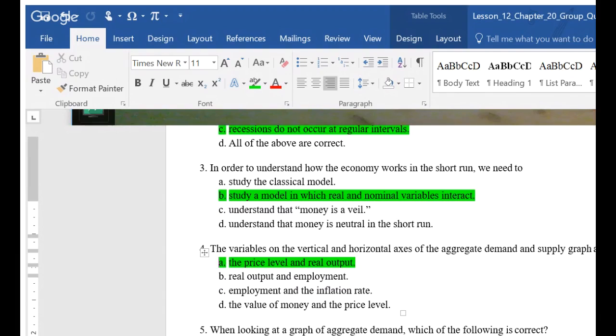Okay. When we look at a graph of aggregate demand, which of the following is correct? For 5, I got C. Okay. Vertical axis is nominal. Yes, I feel like it says this too in the book. I'm looking to find it real quick. On the vertical axis is the overall price level in the economy. On the horizontal axis is the overall quantity of goods. The quantity would be a real amount, but the price level would be a nominal amount.